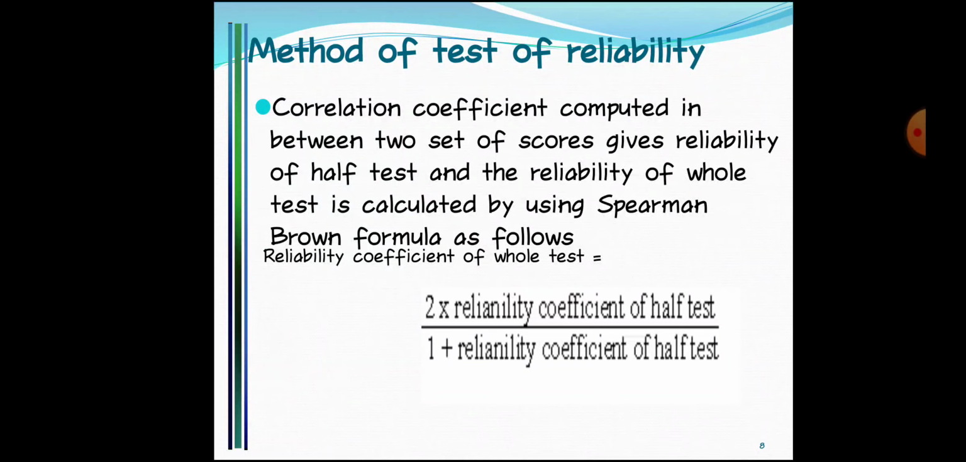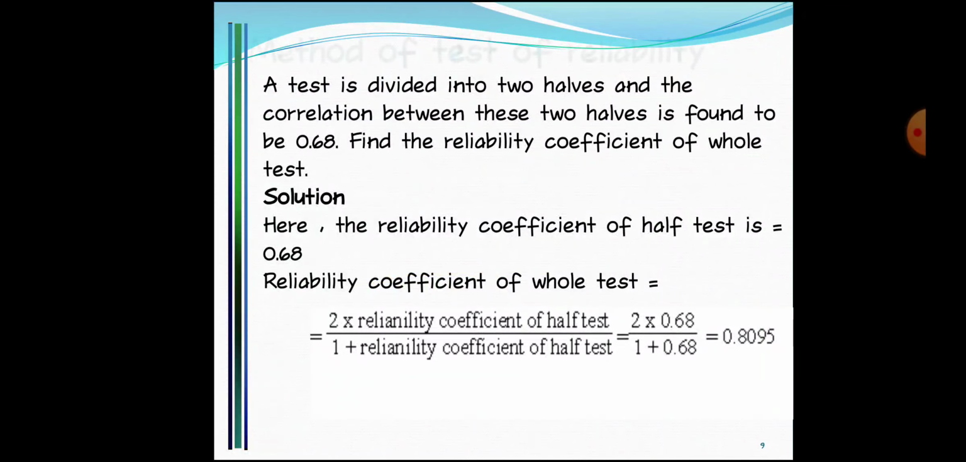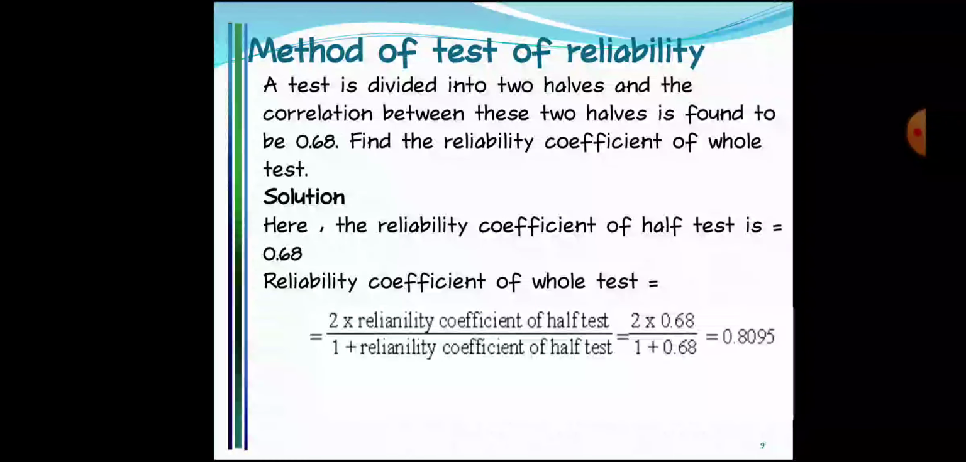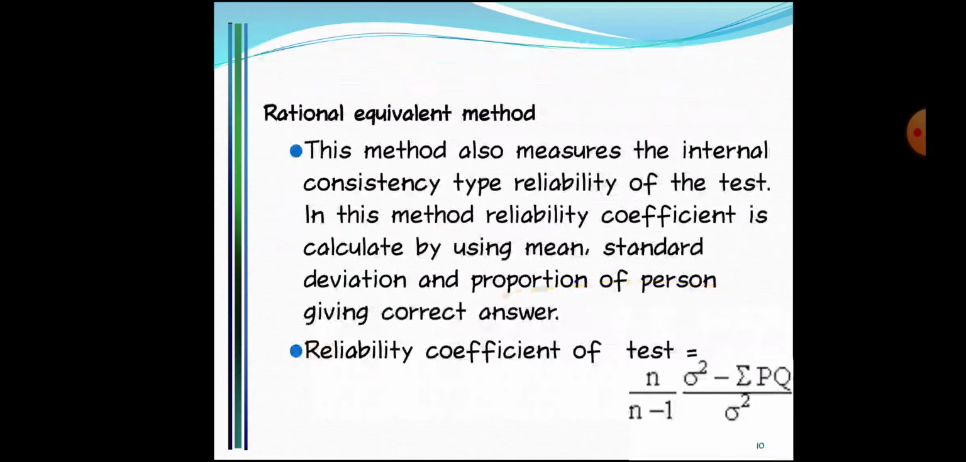Reliability coefficient of whole test is equal to 2 times the reliability coefficient of half test divided by 1 plus the reliability coefficient of half test. Example: a test is divided into two halves and the correlation between these two halves is found to be 0.68. Find the reliability coefficient of the whole test. Solution. Here the reliability coefficient of half test is 0.68. Reliability coefficient of whole test = 2 times 0.68 divided by 1 plus 0.68, which is 0.8095.